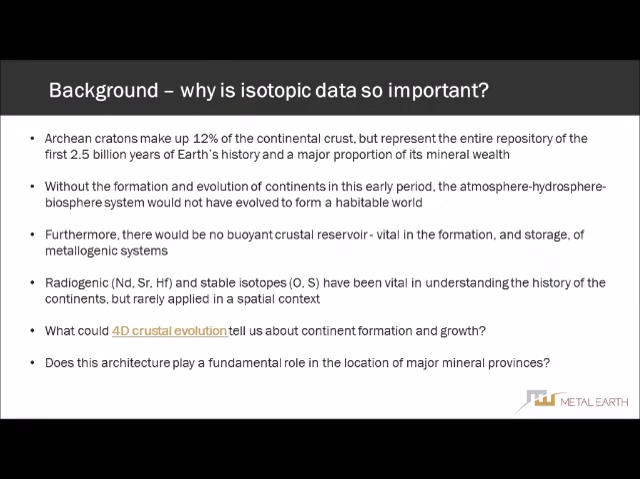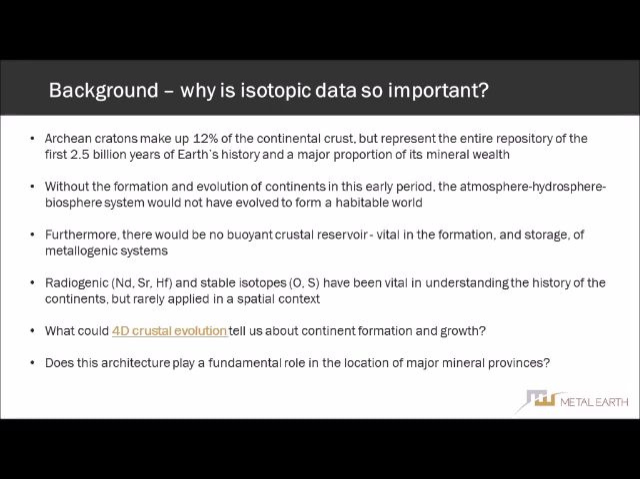So a little bit of background: why is isotopic data important in studying Archean cratons and looking at mineralization? Well, Archean cratons make up 12% of the continental crust, but they represent our entire repository of the first half, essentially, of the Earth's history. So they're absolutely vital to understand, and they also contain a massive amount of its mineral wealth.